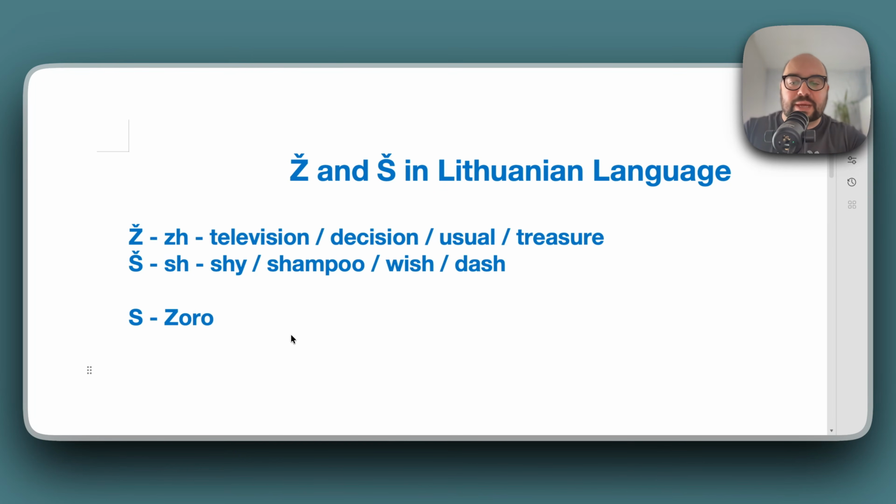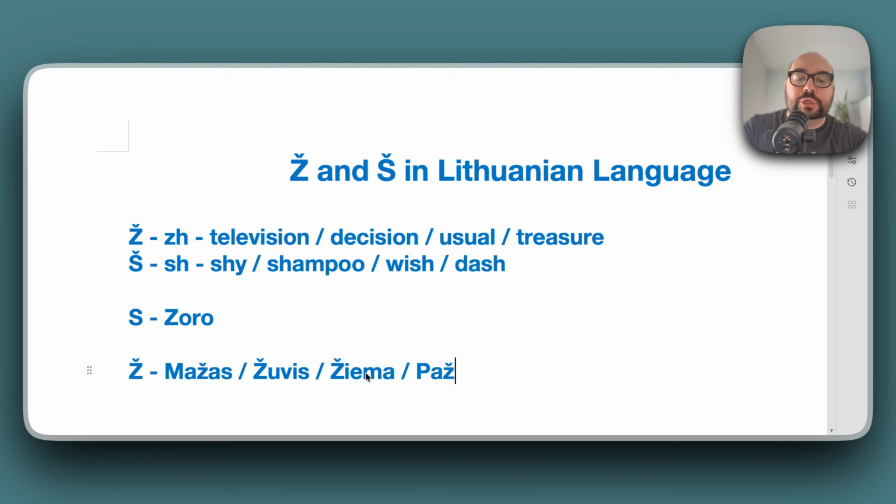So now let's look at some examples of words that we can use them in. Let's start with the ž. That would be mažas, like television. Mažas, small for a masculine. We could say žuvis, a fish. Žiema for winter, žiema. Pažinoti, to know somebody as a person, pažinoti.